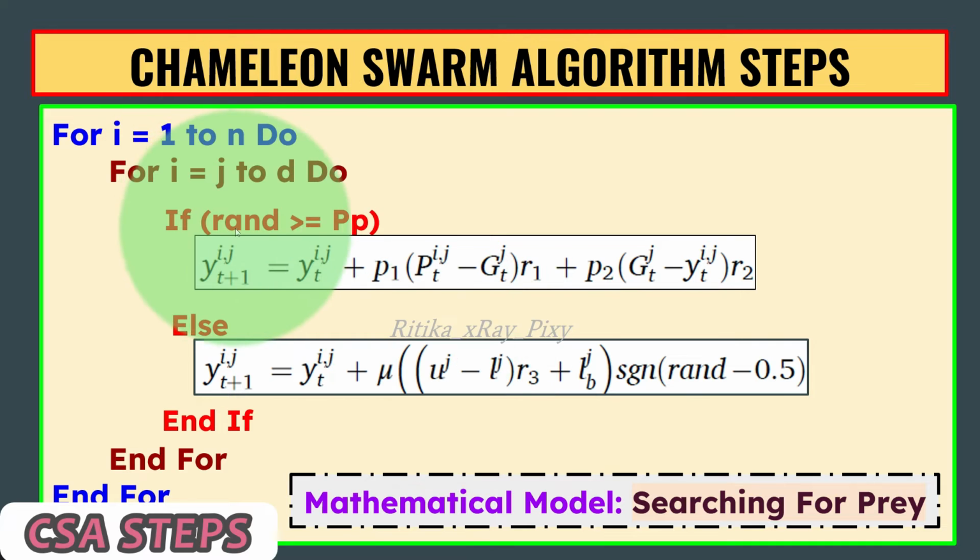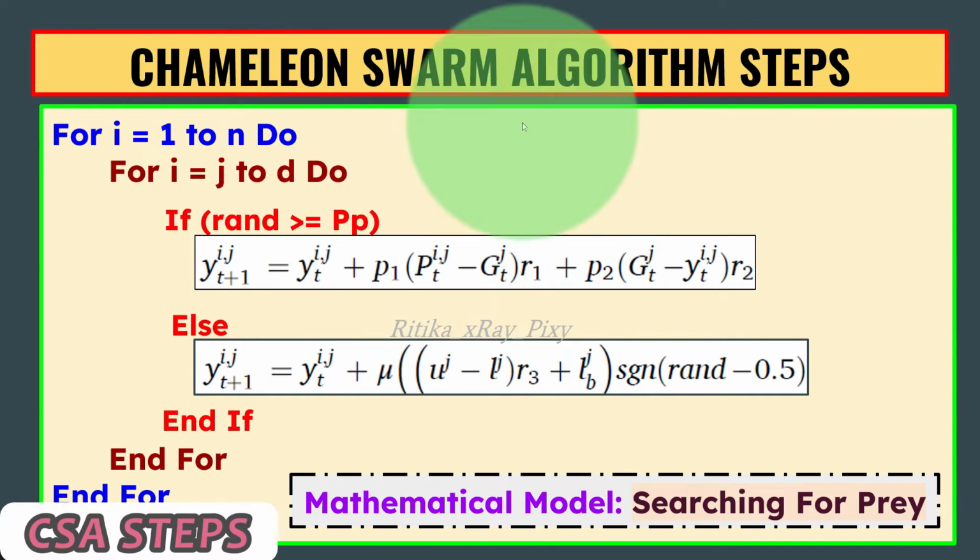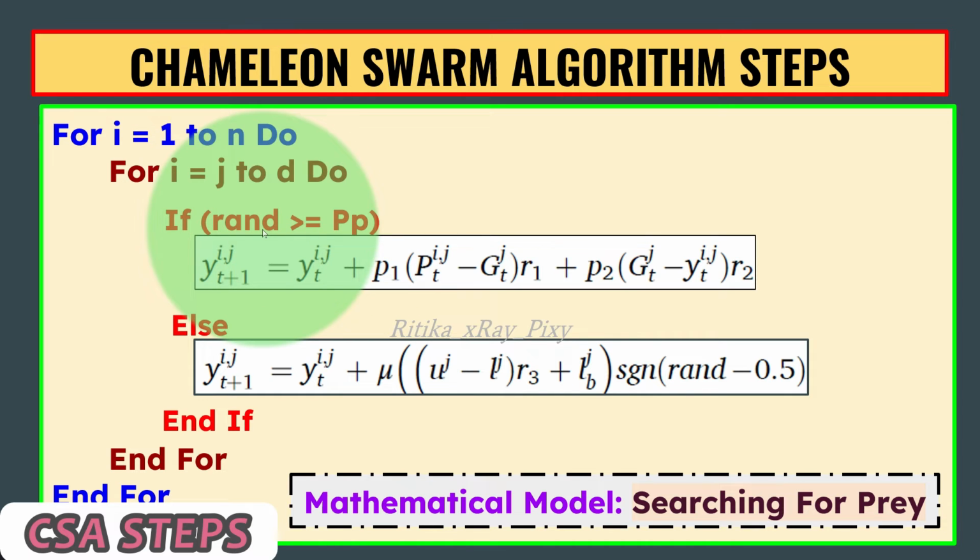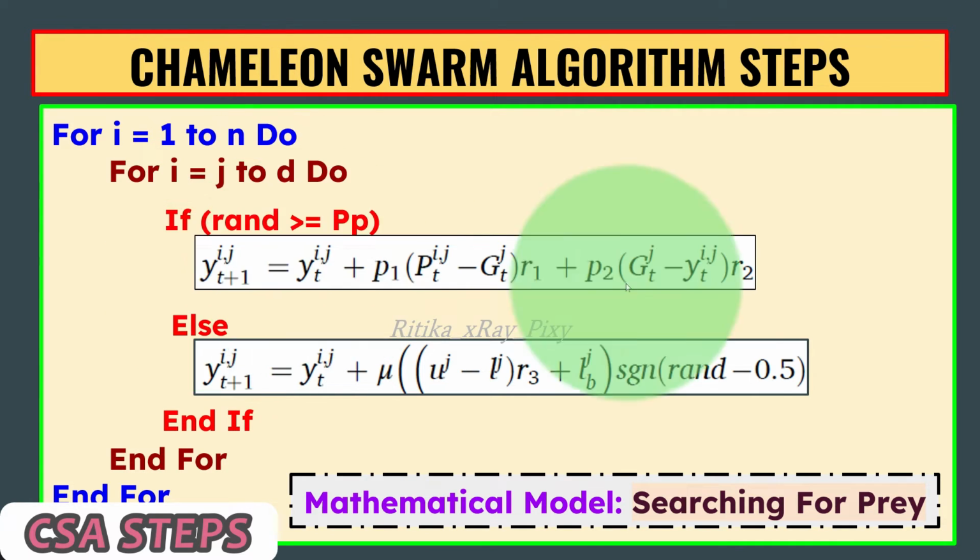So here we will check if the random number that is normally distributed is greater than or equal to pp. That is the probability of the chameleon perceiving prey. The value for this used is 0.1. We'll check here, so we'll compare the value with the random number. If this condition is true, then we will update the chameleon position for the next iteration using this equation.